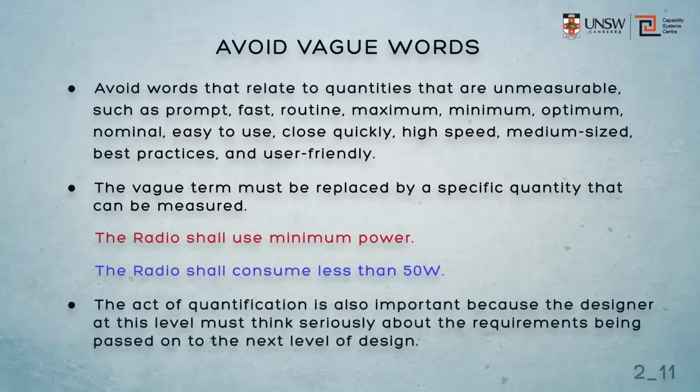The act of quantification is even more important than making sure that the quantity can actually be measured. It behoves the designer at this level to think seriously about their requirement, not just say it should be as light as possible, small as possible, generate as little heat as possible, and so on. At the very least, quantifiable bounds must be stated, or else the requirement can't be verified.